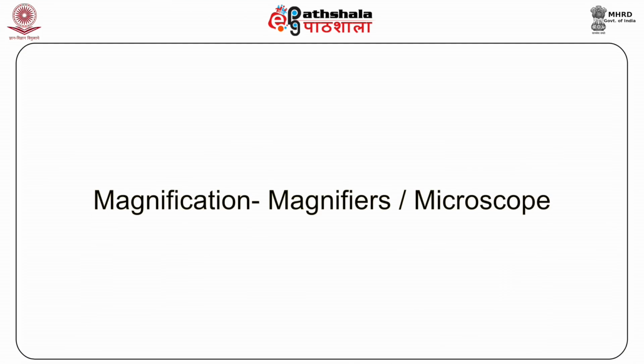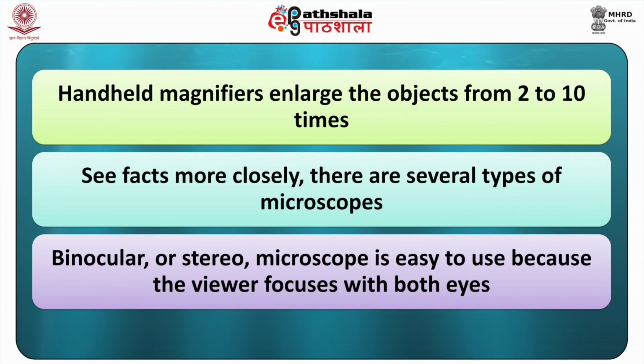Magnification, magnifiers or the microscopes. Document examiners use an extensive variety of magnification equipment. First, handheld magnifiers enlarge the object from 2 to 10 times, magnification powers of 2x to 10x, and also have lighting abilities to make brighter the field of view.